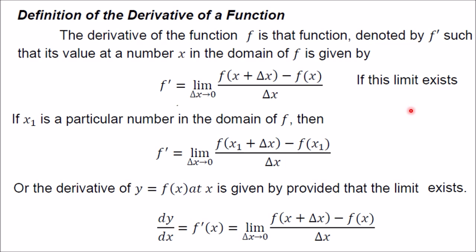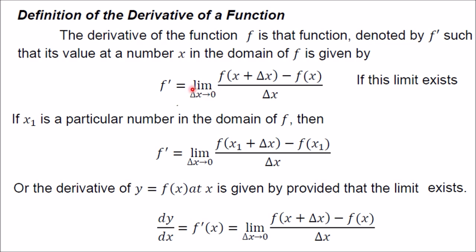Now, let's have the formal definition of the derivative of a function. The derivative of the function f is that function denoted by f prime, such that its value at a number x in the domain of f is given by this formula if this limit exists. Nakita nyo yung ginamit natin kanina, yung formula for finding the slope.